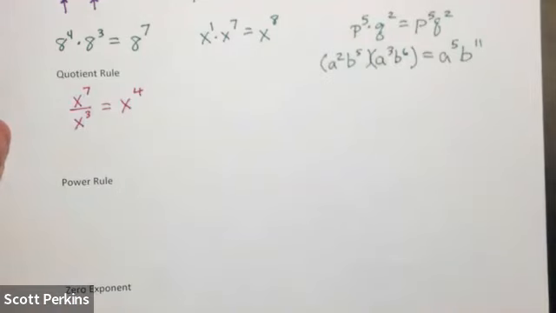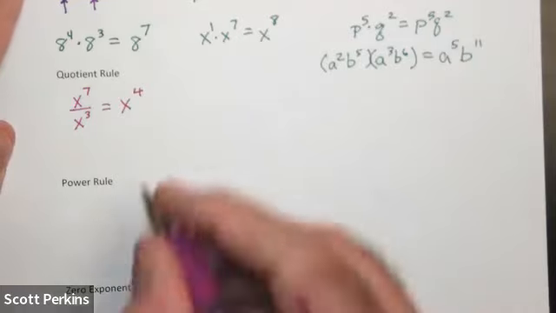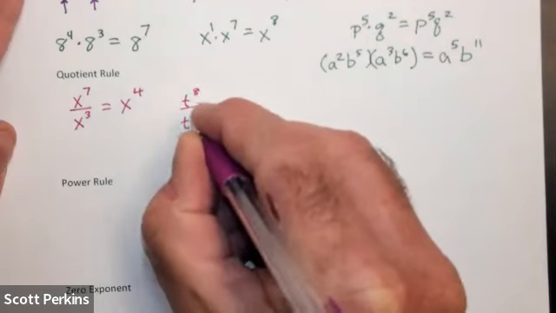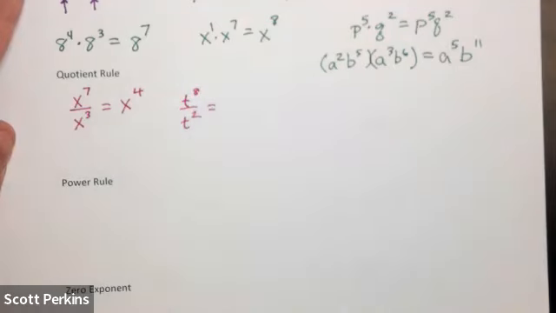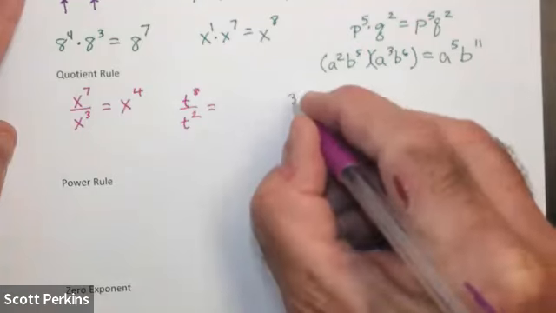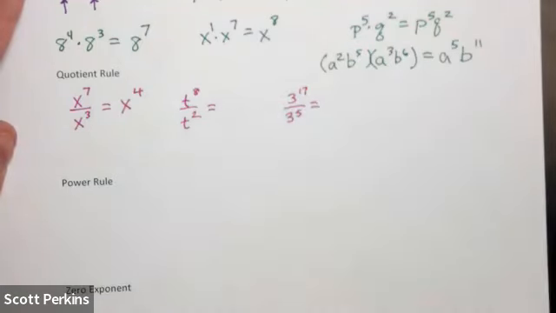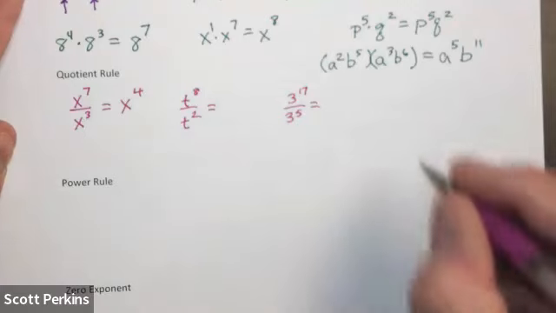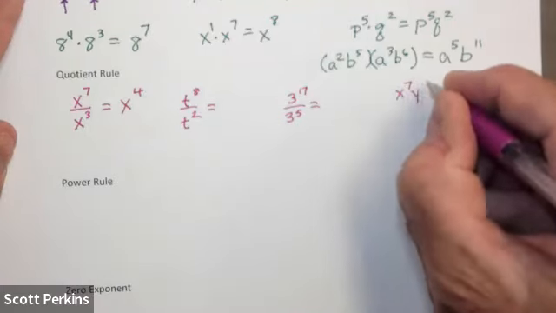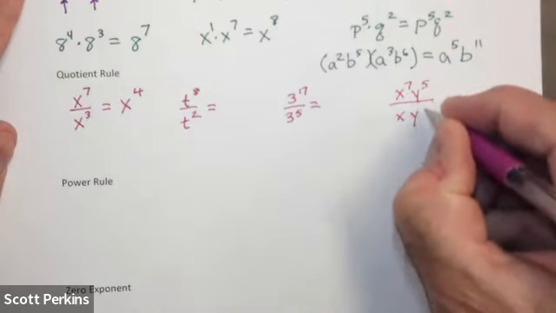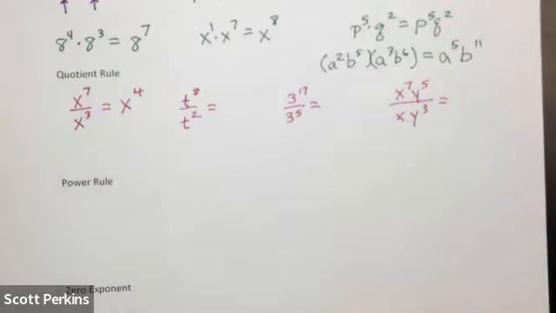I've got 3 examples here for you. If you think of any questions that you need to ask, by all means do it. So the next one is t to the 8th divided by t to the 2nd. What is that equal to? And then we have 3 to the 17th divided by 3 to the 5th. What is that equal to? And then last but not least, we've got x to the 7th, y to the 5th divided by x, y to the 3rd. What is that equal to?